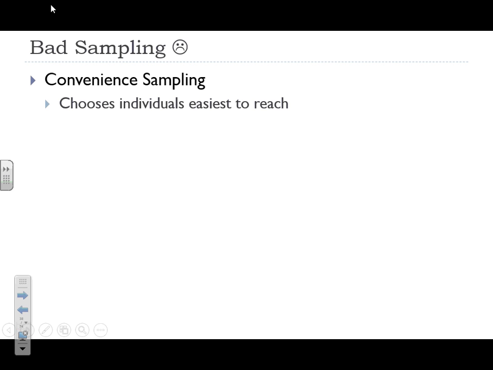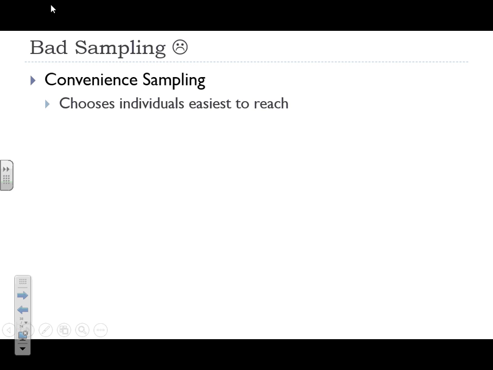So that'd be like me trying to find the average height of high school students. And instead of actually going through and collecting an actual sample, I might just say, well, I'm just going to measure my classes because they're easy to get to. That's a convenient sample. I'm not putting any real thought or any real random process to my sampling method. I'm just simply choosing people I know I can get access to easily.